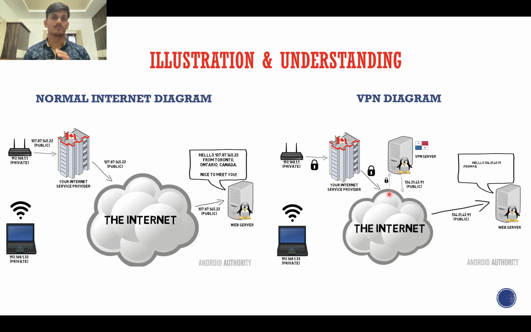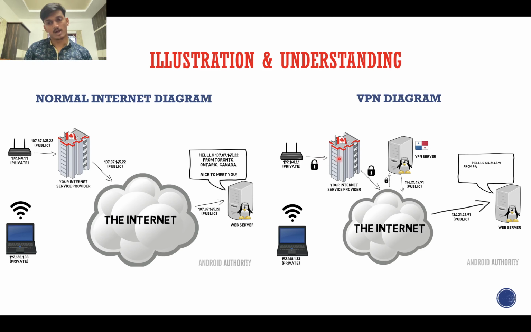In a VPN diagram, you might notice there is one additional component, that is the VPN server. So let me explain. This is a VPN client, and suppose you enter the same domain again, youtube.com. So this is your router, and your router is connected to your internet service provider. In this transition, your IP address will be masked because you're using a VPN server.